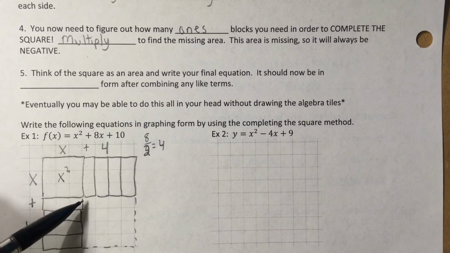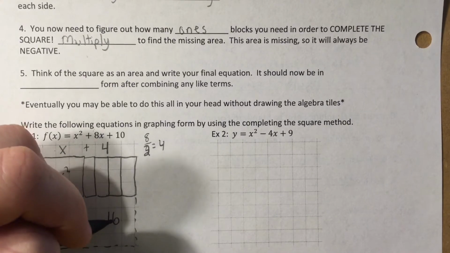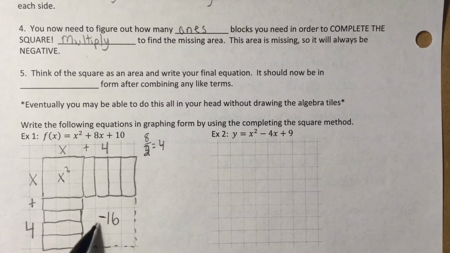So this is 4 units wide, 4 units tall. 4 times 4 is 16. So I'm missing 16. And if you're missing anything, or we owe this square 16 in order to complete it, so it's going to be negative. This number is always negative no matter the signs of these. We owe it that. That's what it's missing, so it's negative.